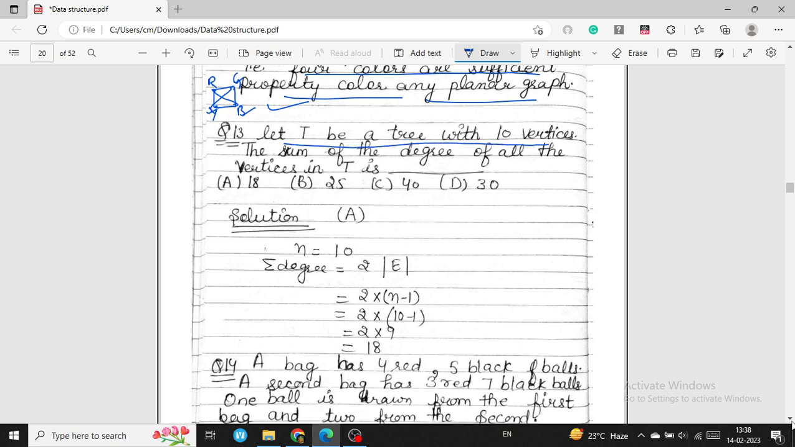Let T be a tree with 10 vertices. What is the sum of degrees of all vertices in T? For calculating this, we use this formula: 2 multiplied by the number of edges, which is n minus 1. 10 minus 1 is 9, and 2 times 9 is 18. This is a fixed formula. You have to learn these formulas for calculating the degree.